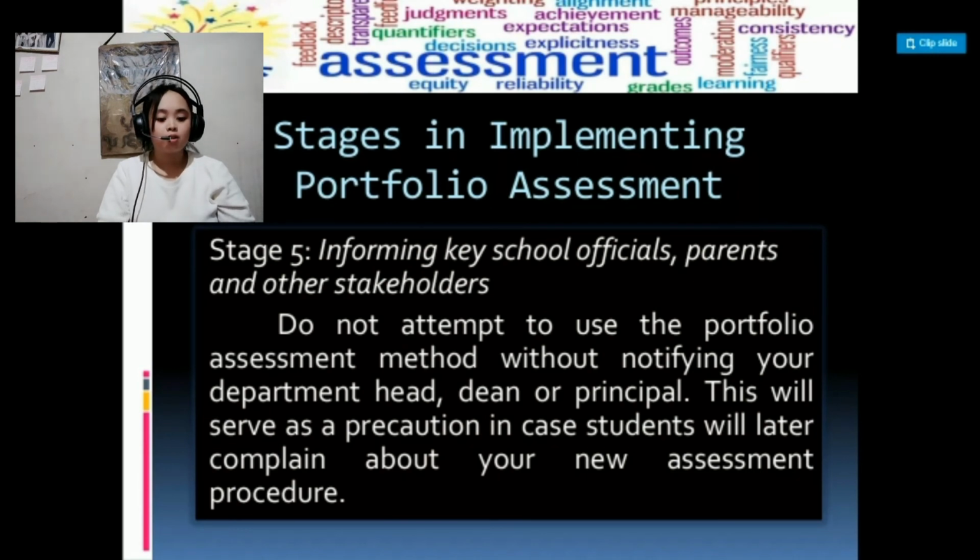So stage 5 is informing key officials, parents, and other stakeholders. Before you use portfolio assessment, you must inform your department head, dean, or principal. In case a student of yours complains about your new assessment method, this will serve as your precaution. And parents, you must inform the parents of your students so that if they complain about their child's performance, you can show them the portfolio created or developed by their own child, and there it shows their child's progress as a learner.